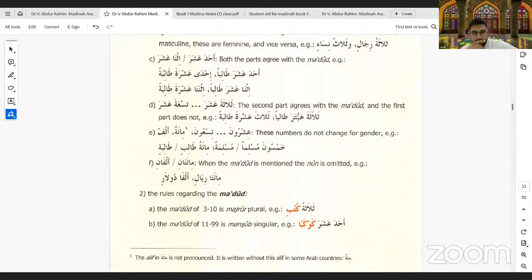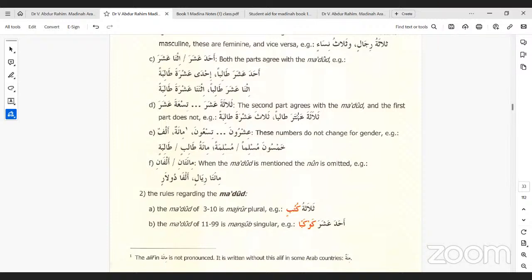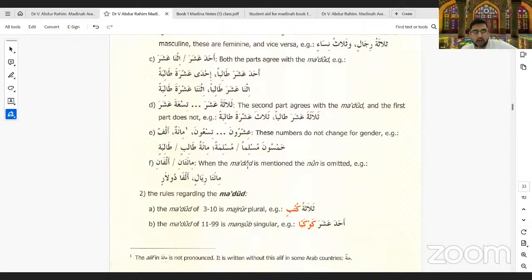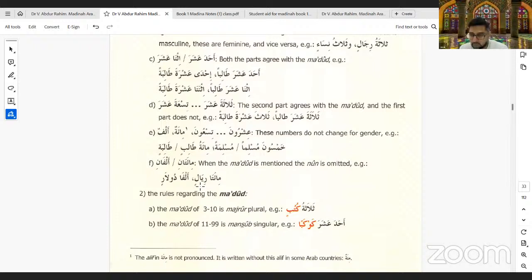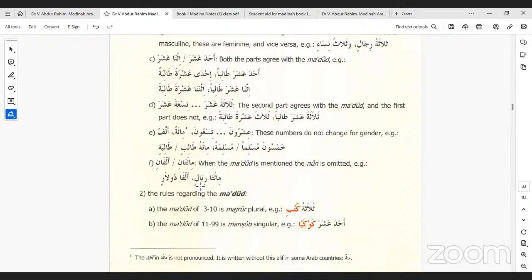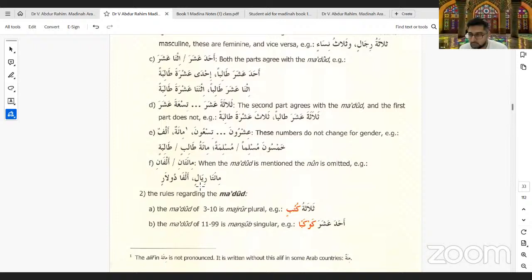And then F, mi'atani and alfani. When the ma'dud is mentioned, the noon is omitted. Example: mi'ata riyalin, so that's 200 riyals. So when the ma'dud is mentioned, the noon is omitted. Mi'atani is 200, alfani is 2,000. These 200 and 2,000, the noons get dropped when the ma'dud is mentioned. It was originally mi'atani, the noon is dropped, so it becomes mi'ata riyalin, mudaf ilayh. And next, alfa dolarin, so that's 2,000 dollars.